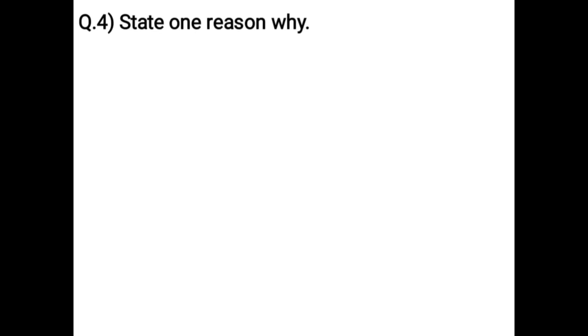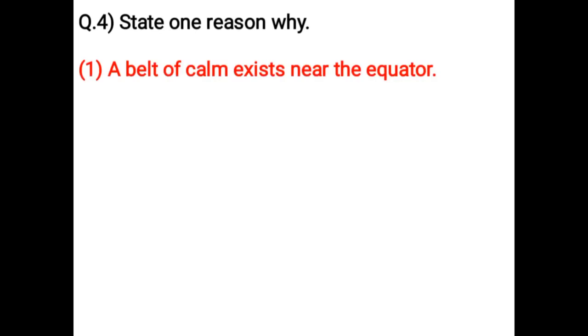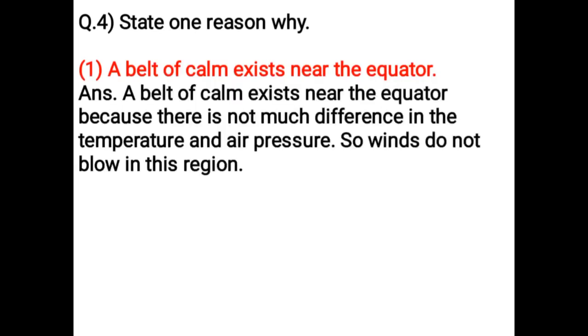State one reason why a belt of calm exists near the equator. A belt of calm exists near the equator because there is not much difference in the temperature and air pressure. So winds do not blow in this region.